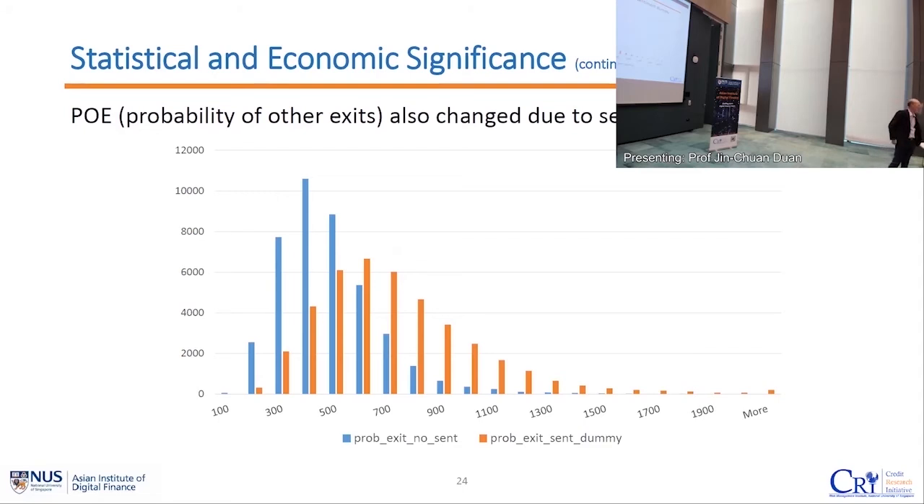Do you want to use a mic? Other people can hear. Here the conclusion is POE changes due to the sentiment dummy. Could it be that the sentiment dummy changed because of POE? The other way around. So what do you mean by that? Remember, this is a prediction. It's today's newspaper article, the sentiment expressed, and it affects next year. There's no time mix there.